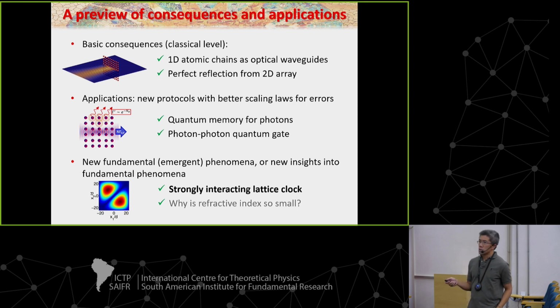So I'll try to discuss two specific problems or examples. One is what I call a strongly interacting optical lattice clock. And then the second question I want to explore is, if we look at even beyond quantum optics and atoms, but just real materials, why is it that the refractive index of real materials always seems to be so small?